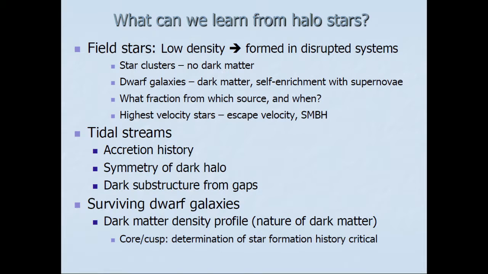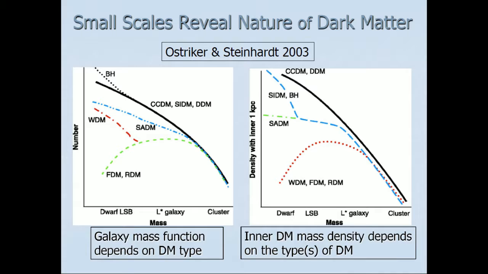I worked on actually the epoch of recombination. But I also got very interested in galaxy formation as a way of trying to figure out what dark matter is, what type of dark matter there is. And this is very relevant right now. Why? Small scales are where the nature of dark matter becomes apparent.